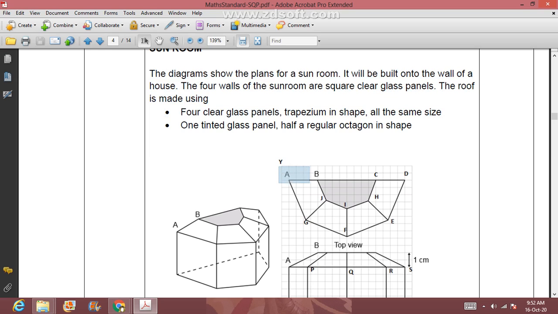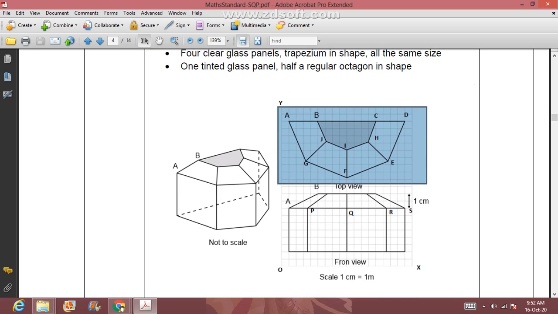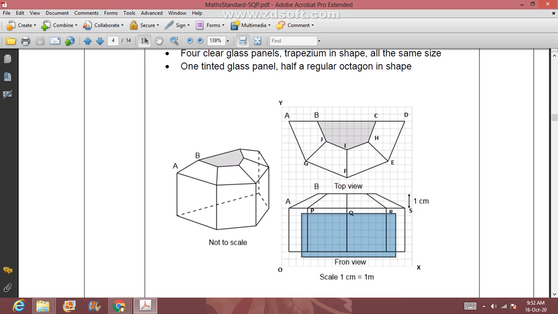This is a top view. That sunroom is there. For the sunroom, this is a top view. This is a front view. From the front, you can see like this. And the scale is not given from here. A scale is not given.